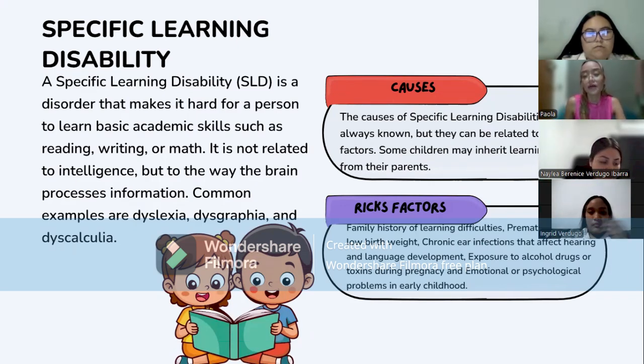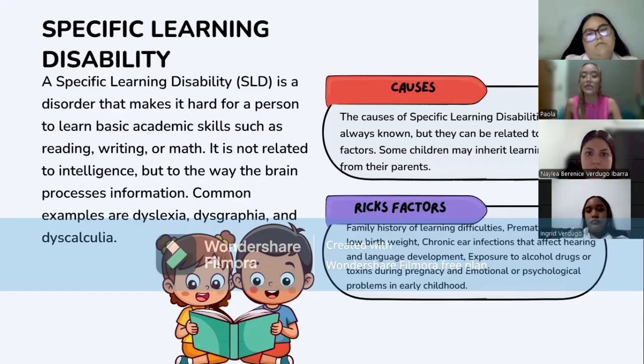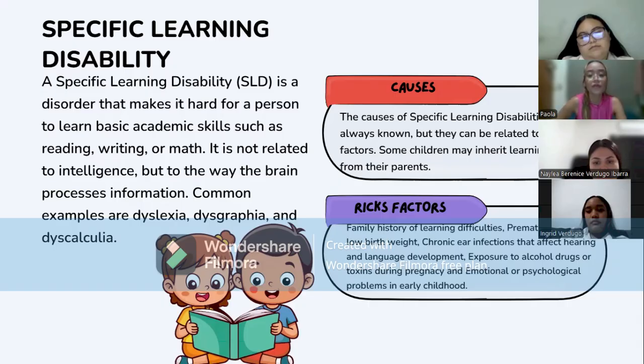Some causes are not always known, but they can be related to different factors. Some children may inherit learning problems from their parents. Risk factors: family history of learning difficulties, premature birth or low birth weight, chronic ear infections that affect hearing and language development, exposure to alcohol, drugs, or toxins during pregnancy, and emotional or psychological problems in early childhood.